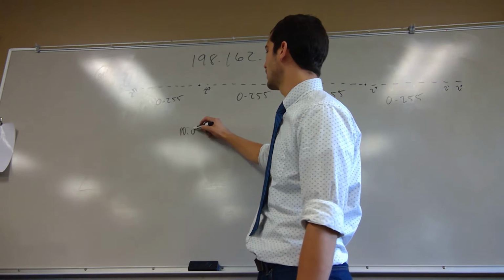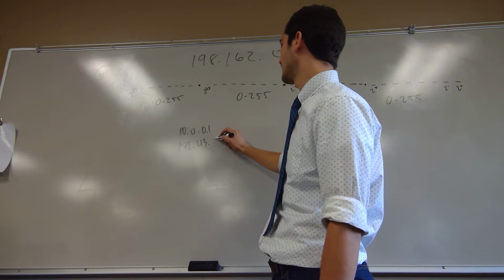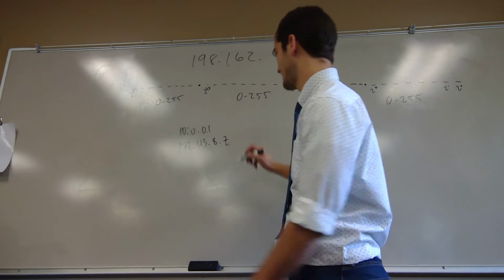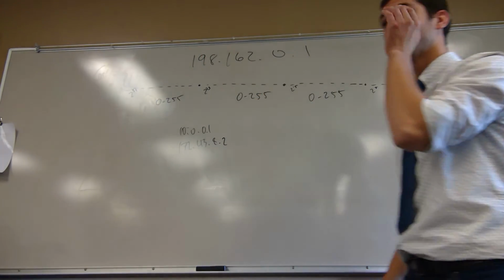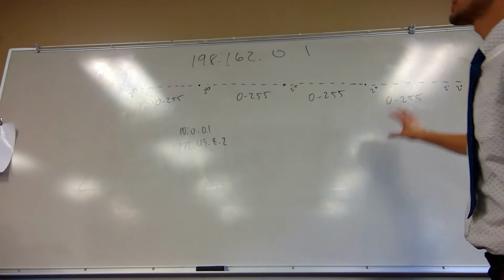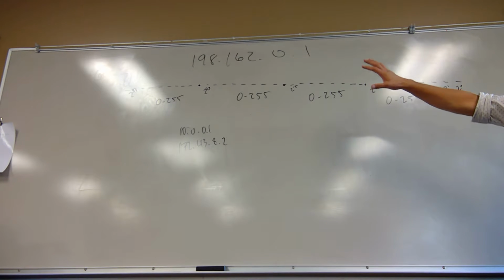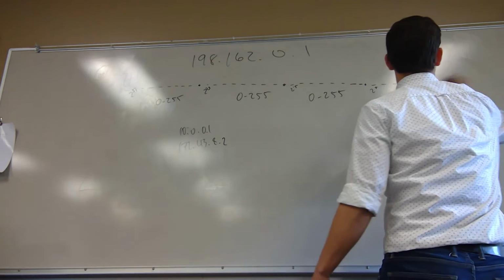So I can have 10.0.0.1, I can have 172.43.8.7. Is this a permutation or combination? It's a permutation, because the order matters. Anyway, do you guys understand IPv4 addressing and how it works with binary? Yes. Any questions? Okay.